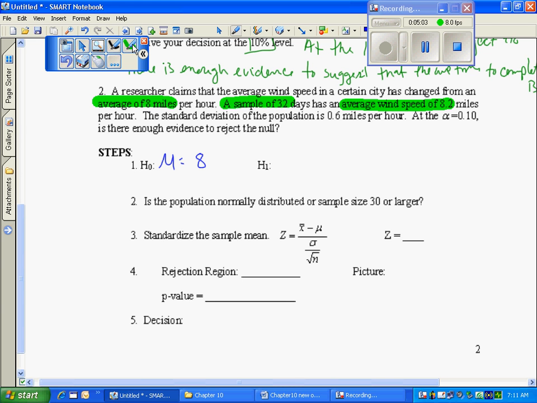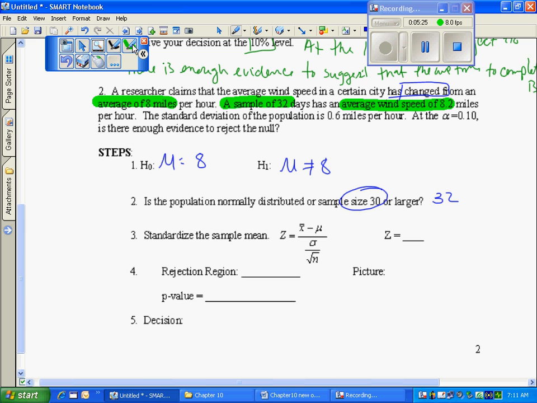My alternative, let's see, am I looking for less than, greater than, or just changing, thinking that it's changed? And all the researcher is saying is that this wind speed is not 8, not equal to 8. So it's just saying that the wind speed has changed. I'm looking at the size of my sample, or if the population is normally distributed, that allows me to continue.